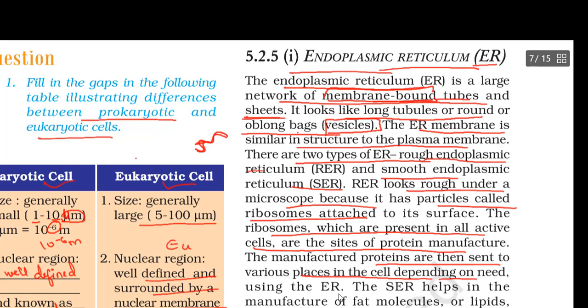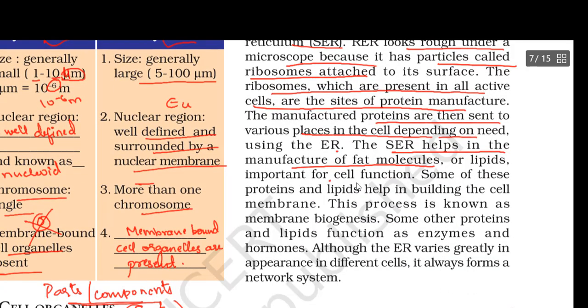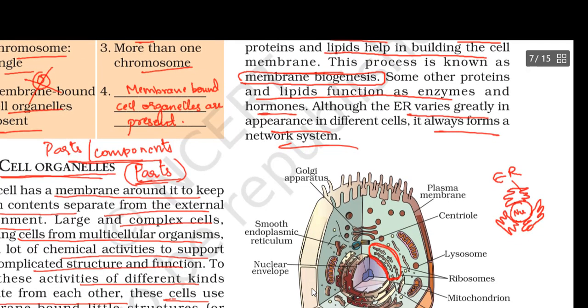using the endoplasmic reticulum. The smooth endoplasmic reticulum helps in the manufacture of fat molecules or lipids important for all cell functions. Some of these proteins and lipids help in building the cell membrane. This process is known as membrane biogenesis. Some other proteins and lipids function as enzymes and hormones. Although the endoplasmic reticulum varies greatly in appearance in different cells, it always forms a network system.